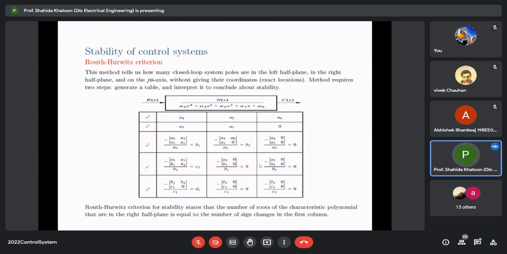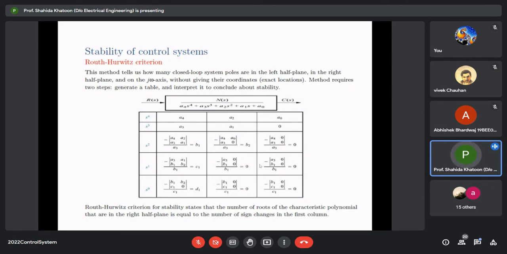So what is this? This method tells us how many closed loop system poles are in the left half plane, in the right half plane, or on the j omega axis, without giving their exact locations. The method requires two steps: generate a table, and interpret it to conclude about stability.